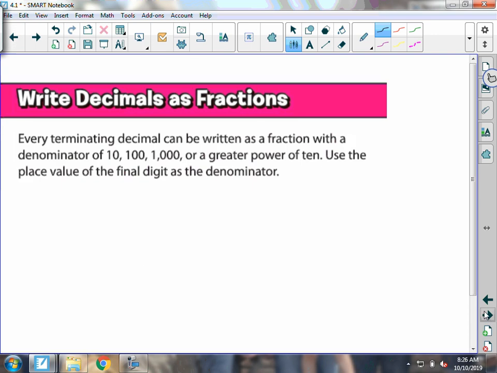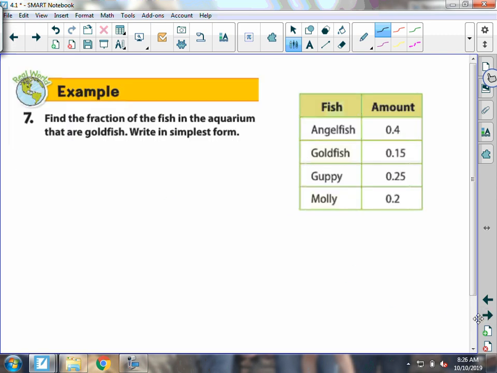Okay, every terminating decimal can be written as a fraction with a denominator of 10, 100, 1000, or a greater power of 10. Use the place value of the final digit as the denominator. Find the fraction of the fish in the aquarium that are goldfish. Write in simplest form. So take a moment to copy this down, please.